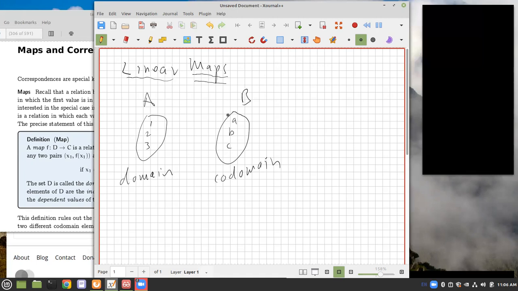So you could specify, if we had a map F, this is an arrow diagram that we're going to make. We could assign to 1 B, to 2 A, and to 3 C. And we could represent this as a set of ordered pairs.